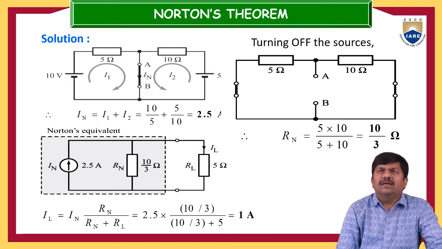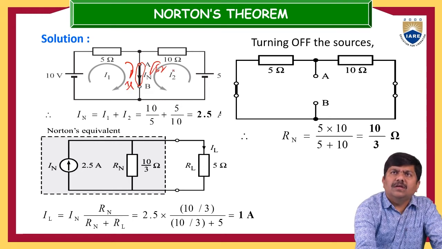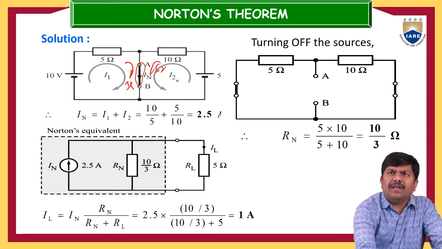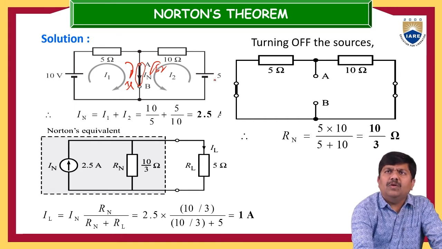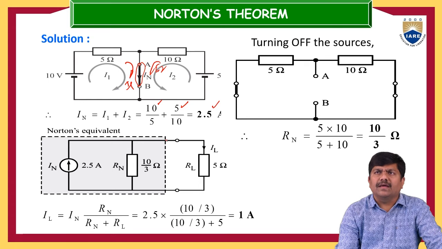Now we can easily find out the IN current. IN is the current through this particular branch. There are two currents flowing. This is the I1 current, this is the I2 current. I2 you can easily calculate because we know 10 ohm and 5 volts. So 5 by 10 is I2 and 10 by 5 is I1. So this is 2 plus 0.5, that is 2.5 amps of current. So this is the IN current.